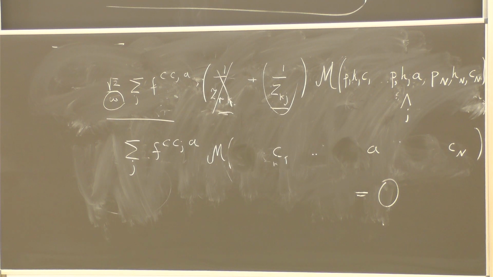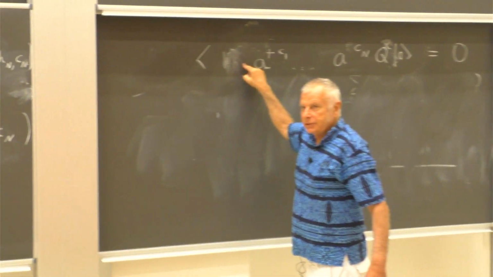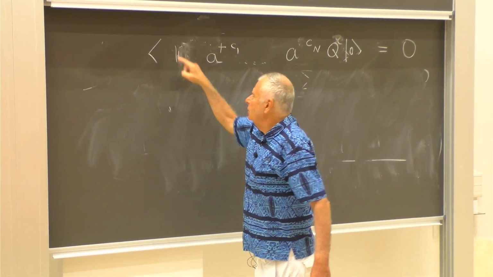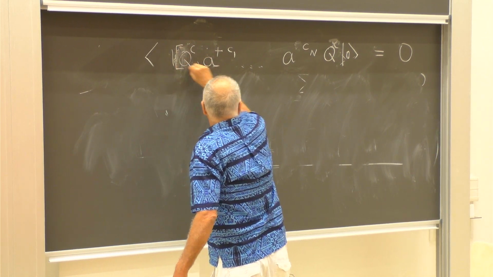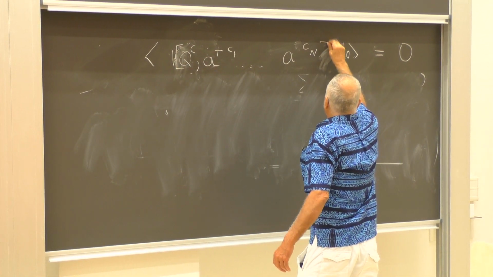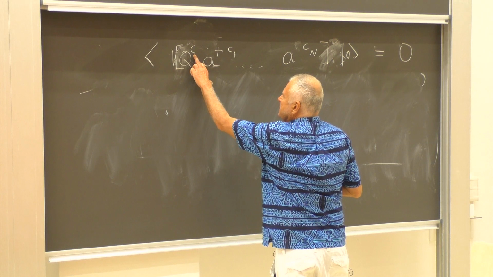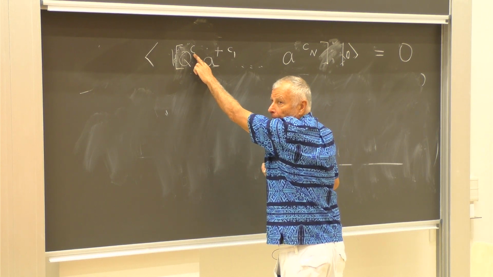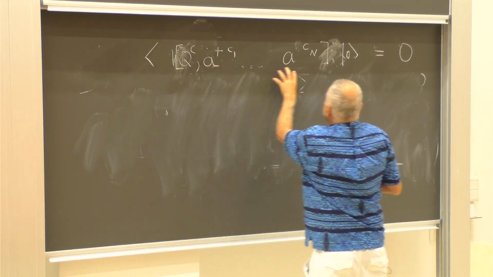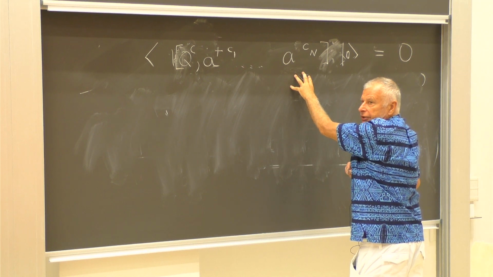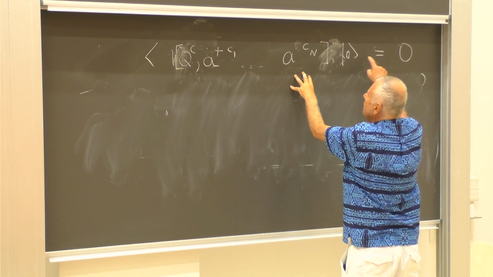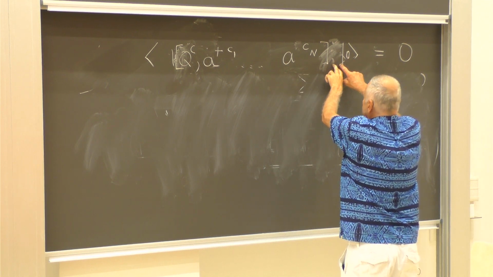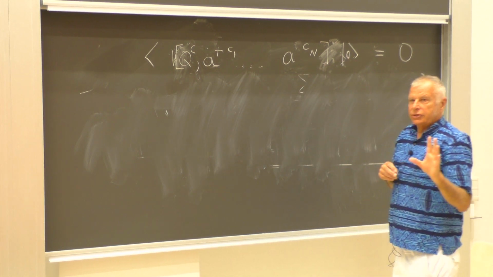Also, if you act on this side, yes, you will get 0. So together, you construct the following object, which is the commutator of a specific colored charge, global charge, and this chain of creation and annihilation operators. Yes? And that has to be 0 because the vacuum has 0 color charge.